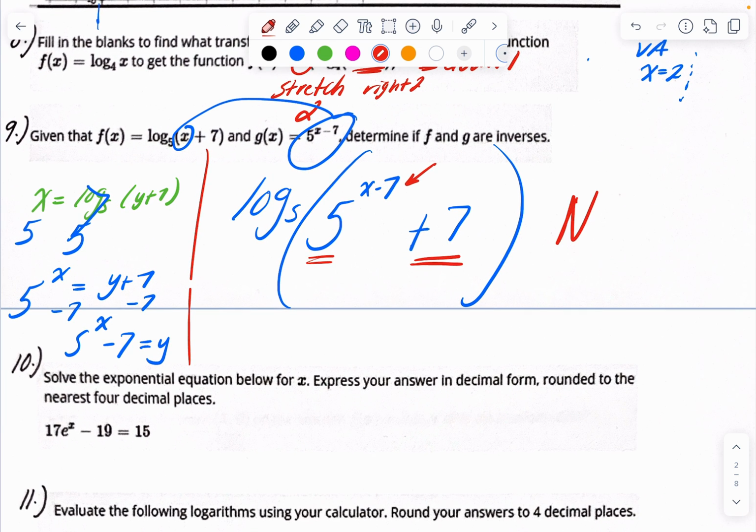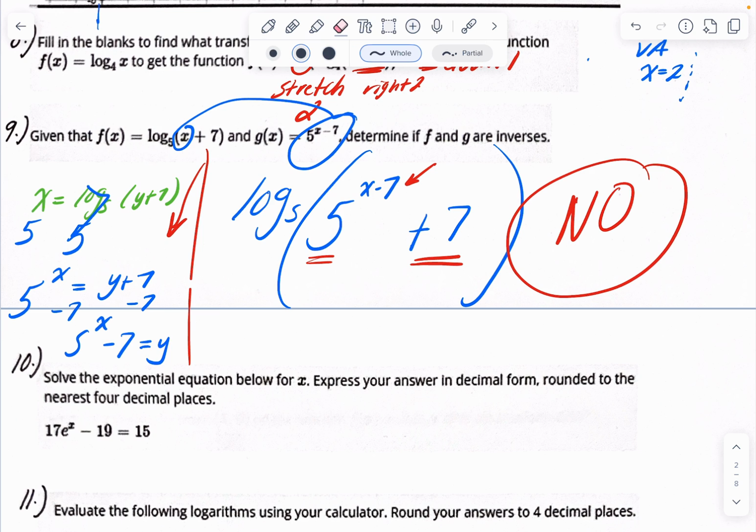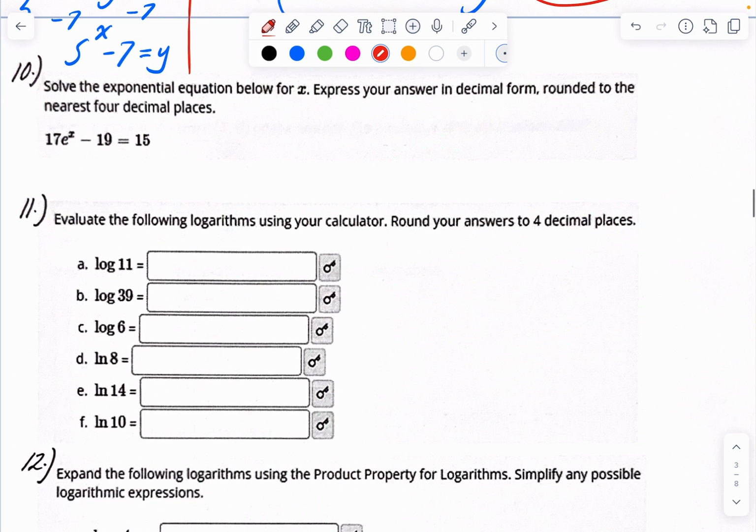So again, the most important thing is that you get the yes or no right. So if you're ever like, oh, I don't know if these are inverses, do it the cheating way first. Just switch x and y and then solve for y. Because again, the most important thing is the yes or no answer.